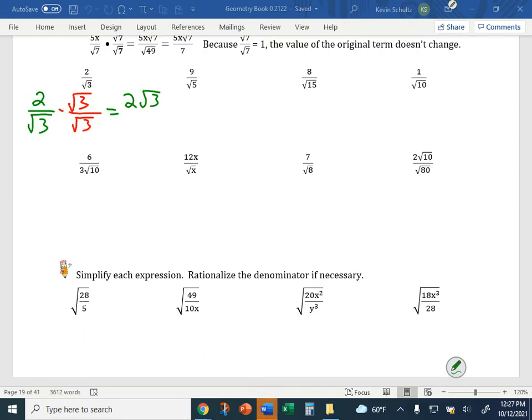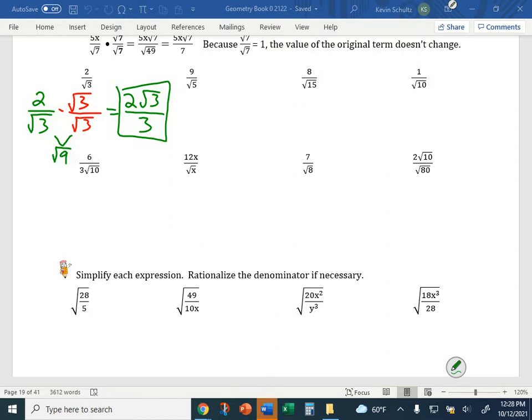We can't combine those to get like root 6 or something like that because one's outside the root, one's under the root. We have to keep them separate. And in our denominator, root 3 times root 3 equals the root of 9. We can combine those because they're both under a root. And the root of 9 equals 3. So 2 root 3 over 3 would be our simplified answer.